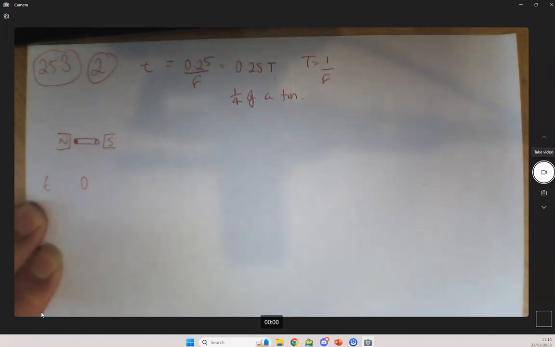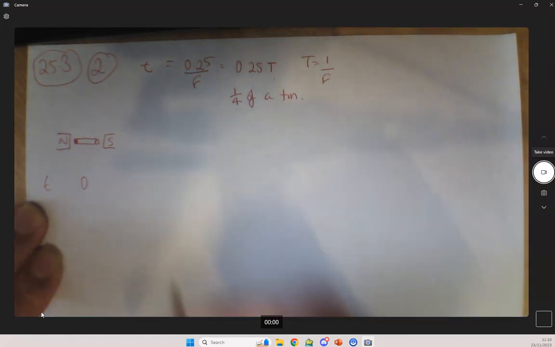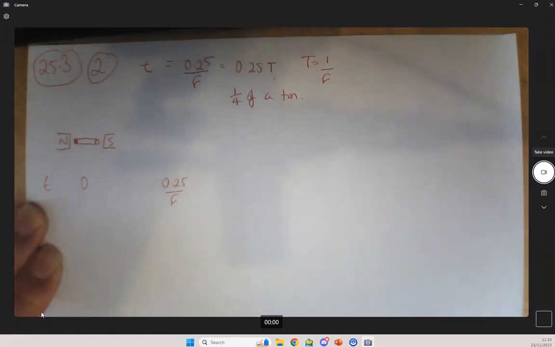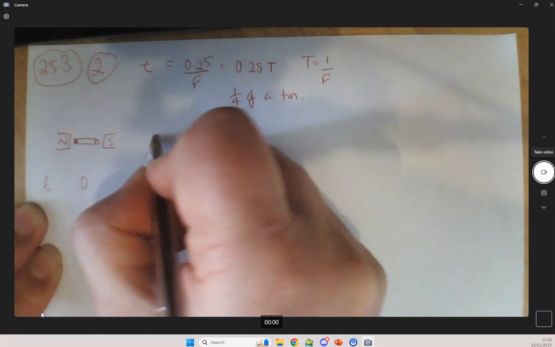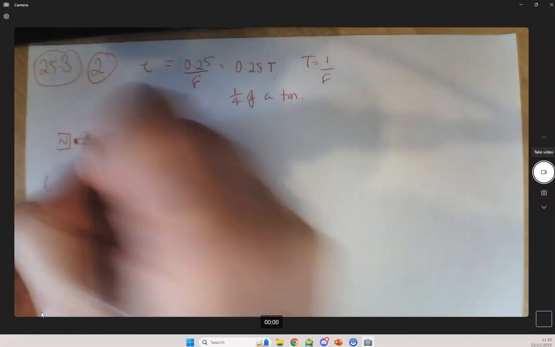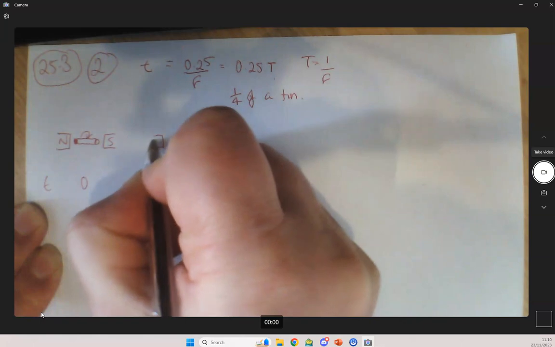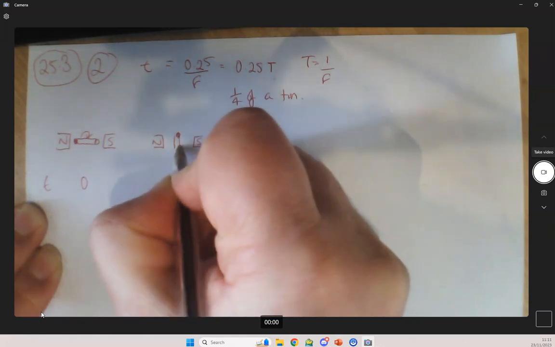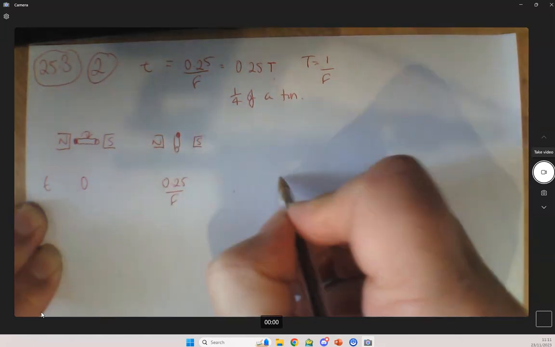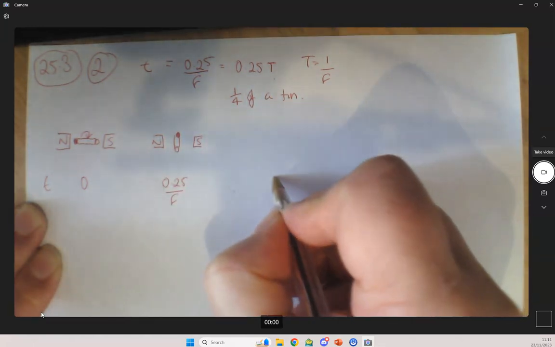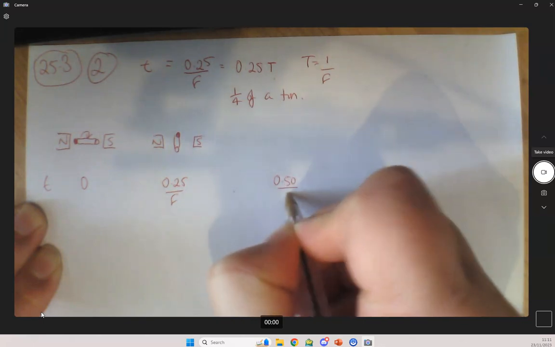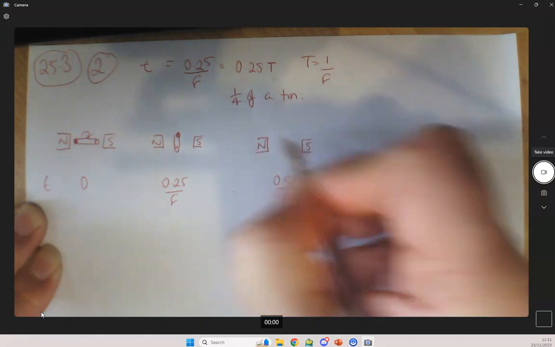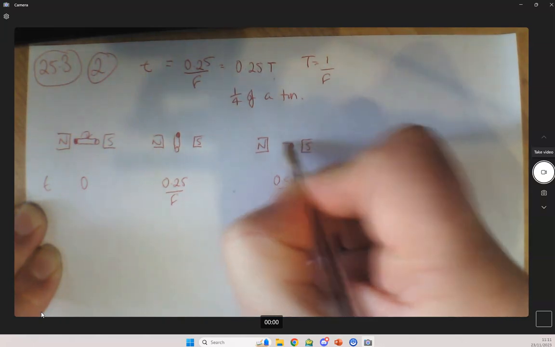And then we're going to move across in terms of time. So we're then going to have 0.25 upon F, which we know is a quarter of rotation. So I'm going to have it rotating in that direction. So north, south, now means that wire will rotate to the top, that will be at the bottom. Another quarter of rotation, and I'm going to have north there, south there, and it'll rotate around to the next stage.